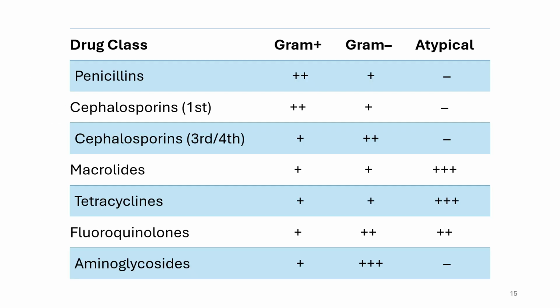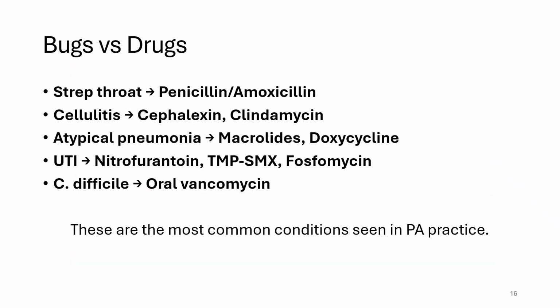So we've got a nice table here that summarizes our coverage for gram-positives, gram-negatives, and atypicals among the classes we just discussed. And again, just a summary slide, bugs versus drugs. So this is just going through our most common conditions seen in PA practice. So strep throat, we're generally using penicillin or amoxicillin. Cellulitis, cephalexin or clindamycin. Atypical pneumonia, you're going to use your macrolides or doxycycline. And then UTIs is nitrofurantoin, which we didn't talk about, trimethoprim or fosfomycin, and then C. diff is oral vancomycin.